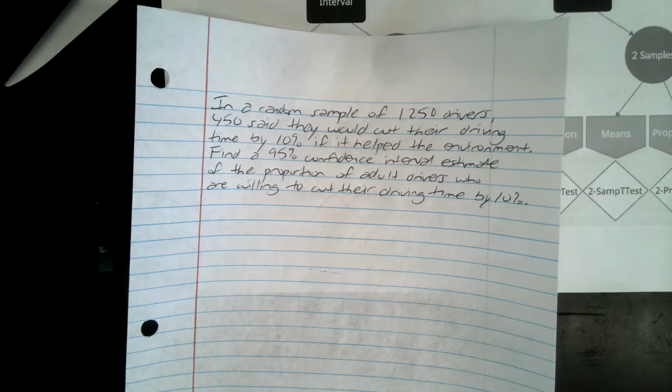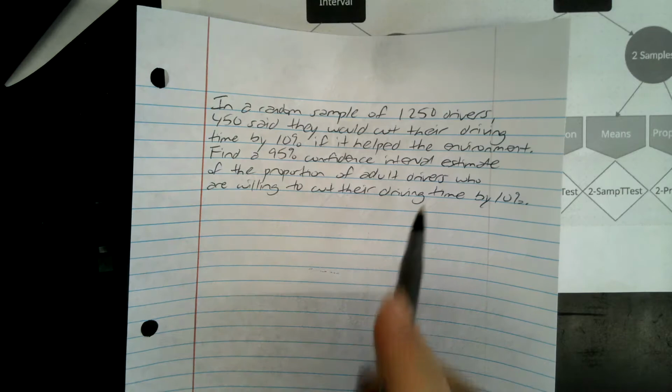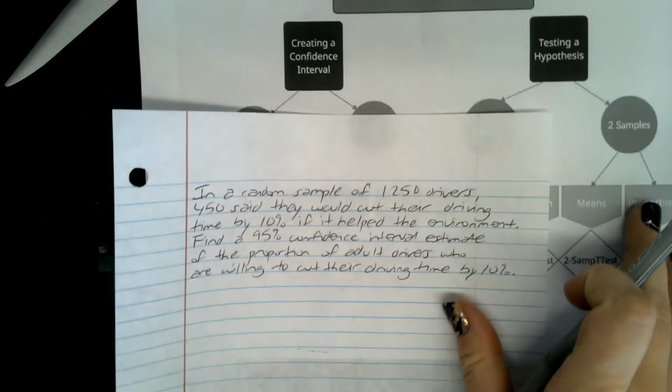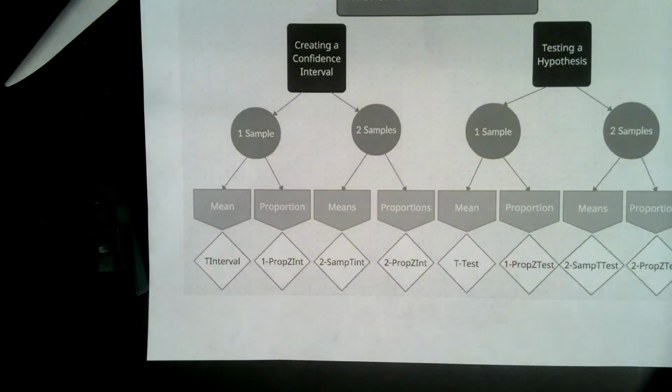In a random sample of 1,250 drivers, 450 said they would cut their driving time by 10% if it helped the environment. Find a 95% confidence interval estimate of the proportion of all drivers who are willing to cut their driving time by 10%. So we see in the problem here, they want us to construct a 95% confidence interval. So that means we are going to be on the confidence interval side of our flowchart here on the left.